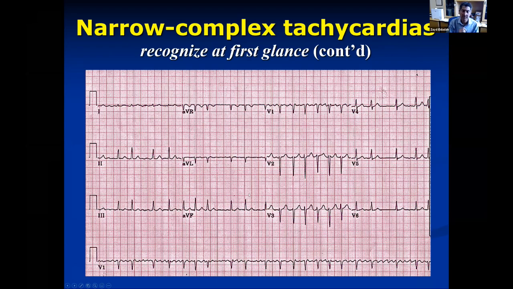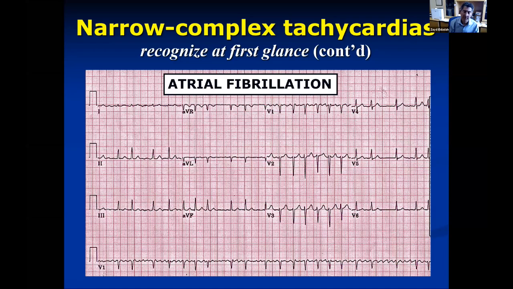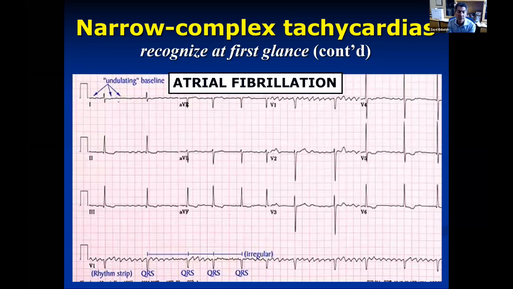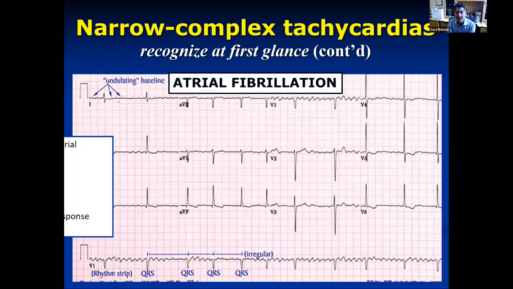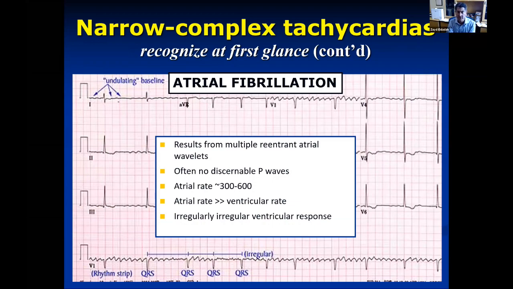And what's this rhythm? This is, of course, atrial fibrillation, the irregularly irregular ventricular rhythm with no organized atrial activity at all. Multiple reentrant atrial wavelets. There's nothing that looks like a nice, clear, upright, solitary hump in the inferior leads that would be a P wave. The atrial rate is faster than in atrial flutter. In atrial flutter, there's an oscillation of the atria at 300 times a minute. In atrial fibrillation, there's just electrical chaos up there, 300, 400, 500, 600, 700, 800 times a minute.